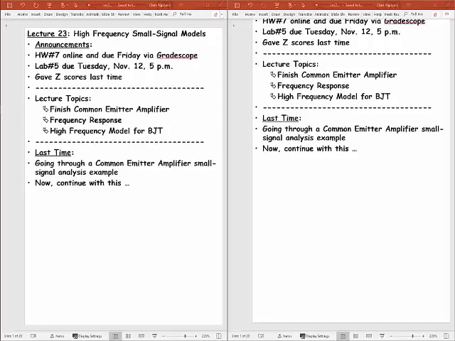Welcome to lecture 23. This is going to sort of finish off our example small signal circuit analysis and then get to high frequency small signal models, and that's probably where we'll finish up today. So we'll finish up that common emitter example, and then we'll try to start frequency response again, but as far as we'll get is the high frequency model for the BJT.